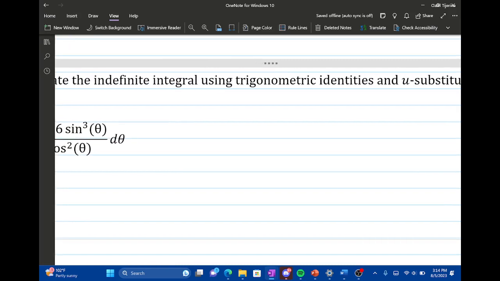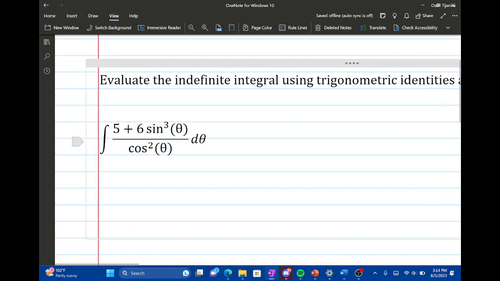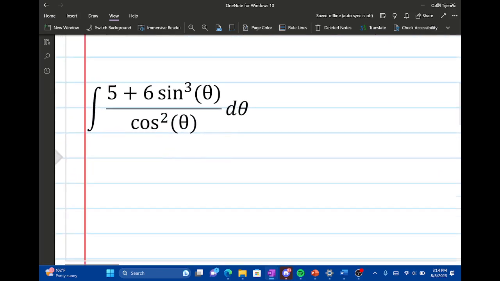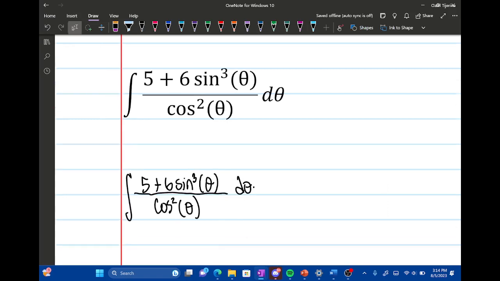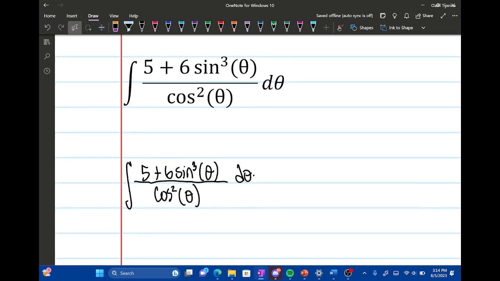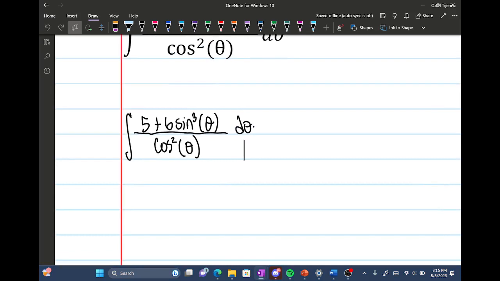Basically, when I was doing this problem, it did not give me that hint, so we kind of had to figure it out. The first thing here, I'm going to rewrite the problem. Give me 1 second. All right. The first step that we need to do here is to split this into two different integrals, with two different integrands.